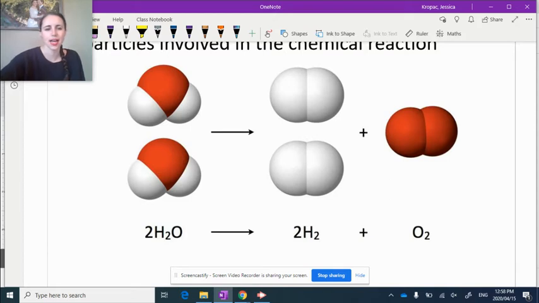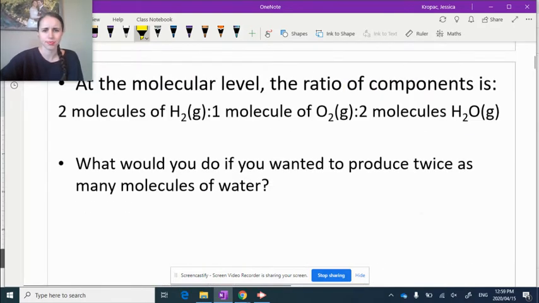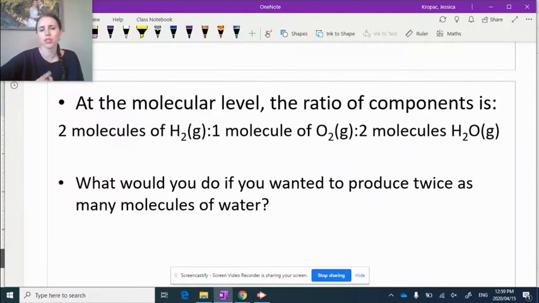In this case, I'm always going to have two water molecules being formed for every two hydrogen, and this lack of number here means a one, so one oxygen. So that in itself is a ratio. So at the molecular level, the ratio of the components is two hydrogens, one oxygen, and two molecules of H2O. So we can use this ratio to answer some meaningful questions.